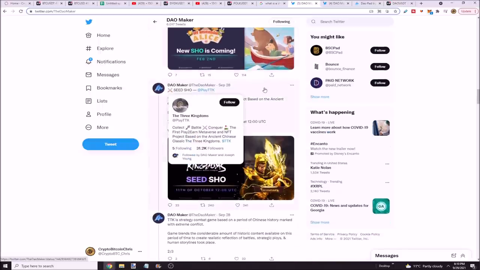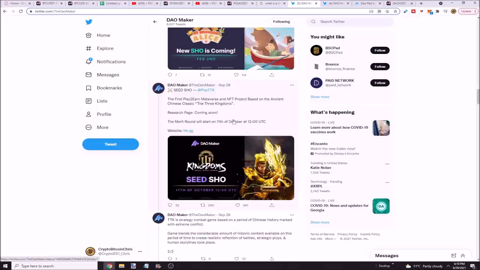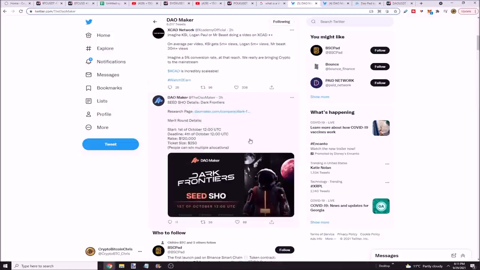So they also have upcoming offerings. This game right here, the first play-to-earn metaverse, these are hot, an NFT-based project on the ancient Chinese classic, the Three Kingdoms. So this is coming soon. The merit round's going to start on the 11th of October. This is a combat strategy game. Then they just announced Dark Frontiers, another seed strong holder offering. Dark Frontiers starts the 1st of October and ends the 4th of October. They're trying to raise $120,000 and they have these tickets and you can win allocations.